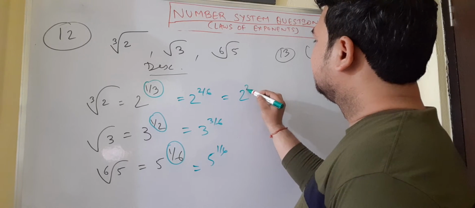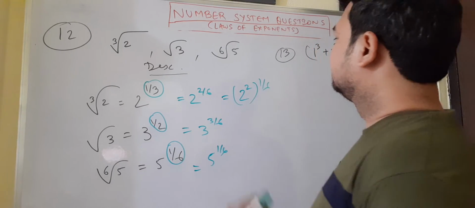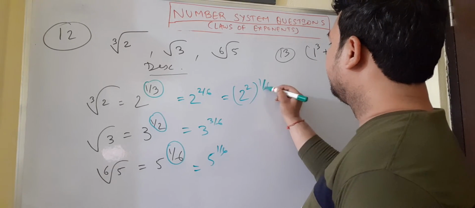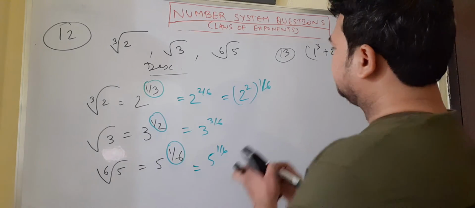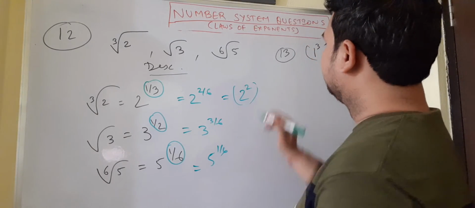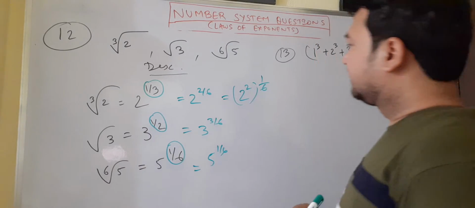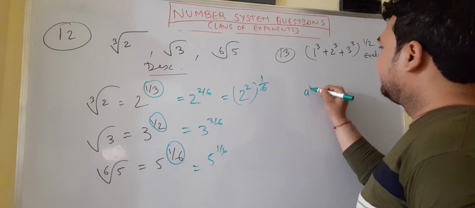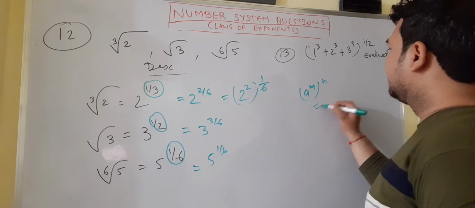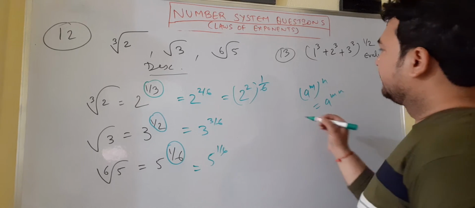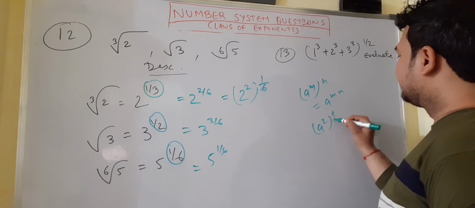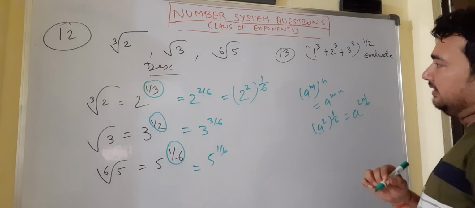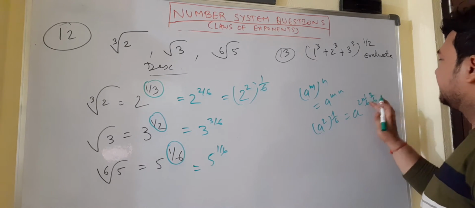You can write it as 2 in brackets, and power 1 by 6. Let's make this simpler for you to understand. You can always write a to the power m into n. What does it become? 2 to the power 2 into 1 by 6. It will become a to the power 2 into 1 by 6, or 2 by 6, isn't it?